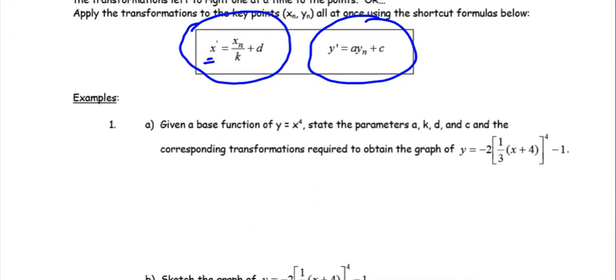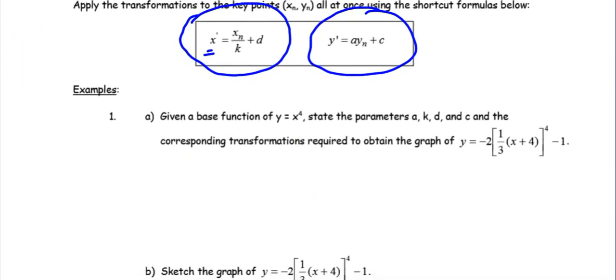All right, so here we go. We're going to do it right now. It says, given a base function of y equals x to the fourth, state the parameters a, k, d, and c, and the corresponding transformations required. So a is -2. We're going to go with k is 1/3 right here.